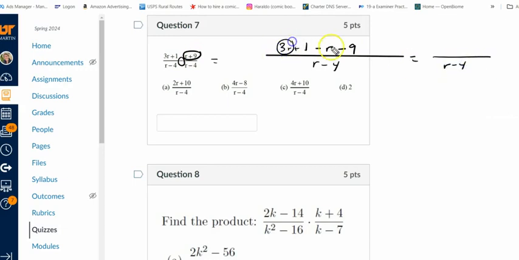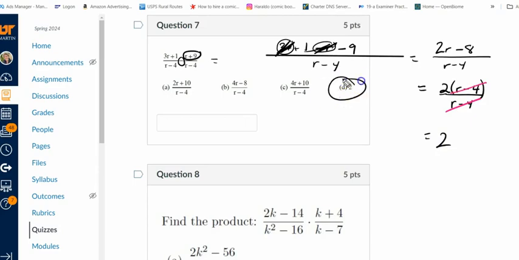So I'm going to have 3r minus r is 2r. Then I'm going to have 1 minus 9 is minus 8. And then in the numerator, that will factor. They both have a 2 that can be factored out. And now since I have a product in the numerator and denominator, I can cancel out this r minus 4. And so my answer is going to be 2.